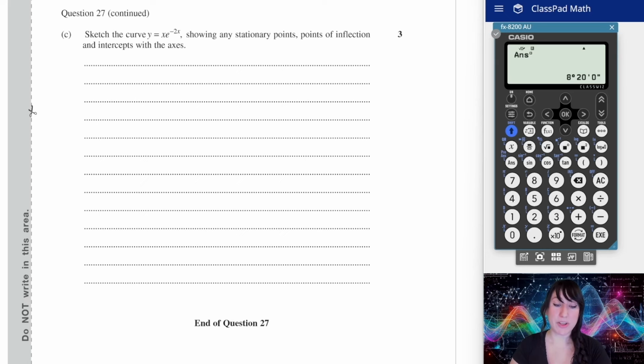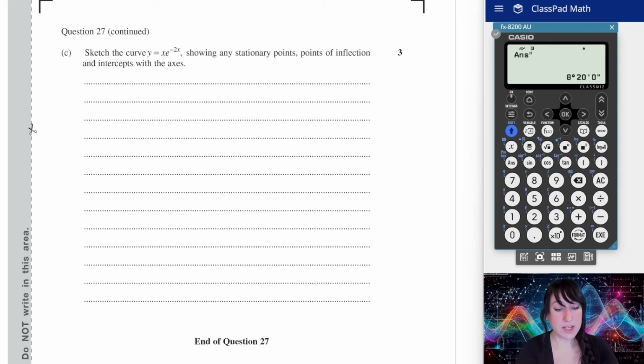Now part C, sketch the curve of y equals x e to the negative 2x, showing any stationary points, points of inflection, and intercepts with the axes. So the things we haven't found yet are points of inflection and the intercepts. Now, points of inflection occur when the second derivative is 0 and changes sign on each side. The second derivative was 4 (x minus 1) e to the negative 2x. When will that equal 0? Well, once again, an exponential with a positive base could never equal 0 or negative. So the only factor contributing solutions here is the bracket, where when x equals 1, it will be 0.